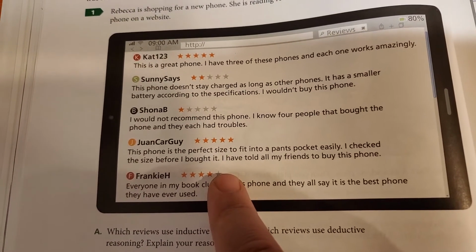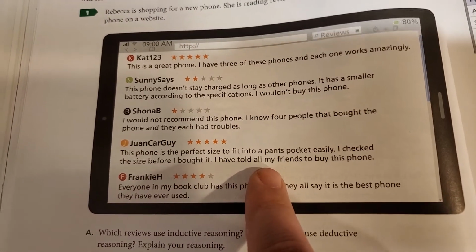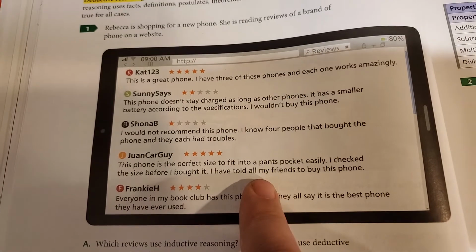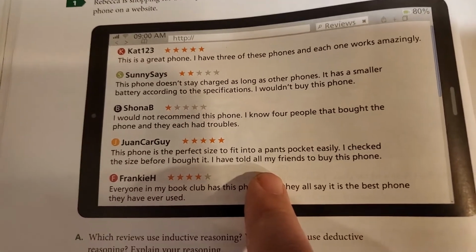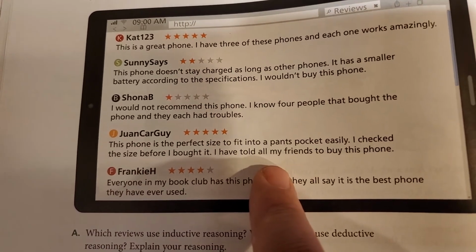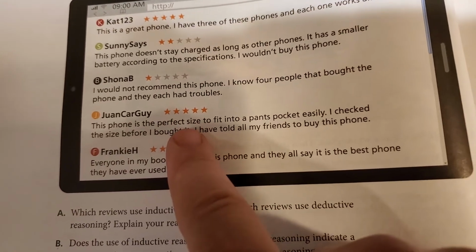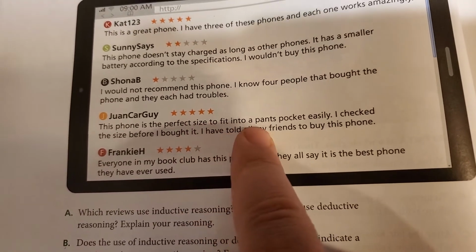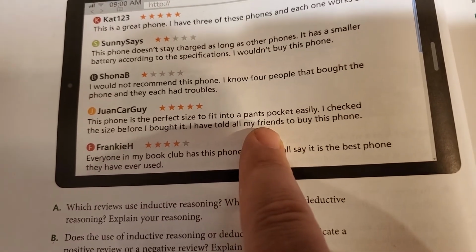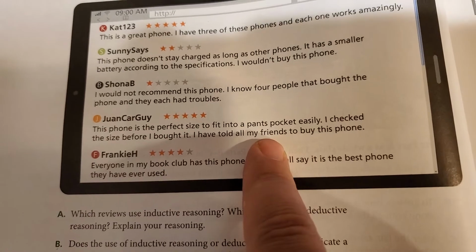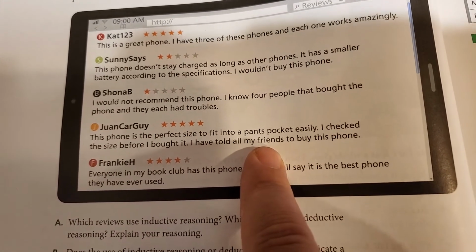Juan says the phone is the perfect size to fit into a pants pocket easily. I checked the size before I bought it. I have told all my friends to buy this phone. This example I would say is deductive reasoning because he did check the size. He knows for a fact, he measured it, that it fits into his pocket easily. So his statement is based on fact, not just opinions or examples.